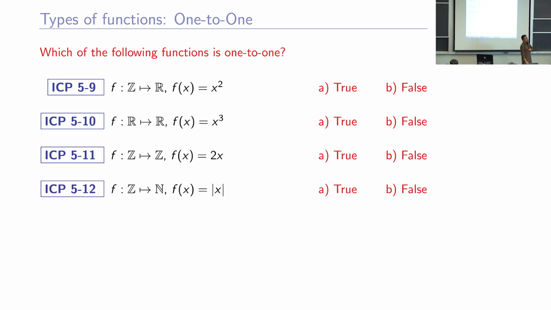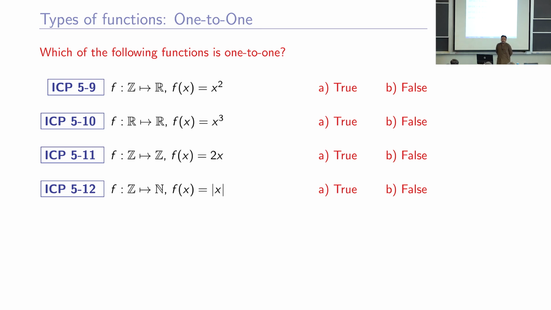A function mapping integers to natural numbers, where each number's value is equal to its absolute value. Is this 1 to 1? No. So for all x1, x2, f of x1 equal to f of x2 implies x1 equal to x2 is not true. That's what you are saying when you say this function is not 1 to 1, right? So why is it not true? Or what will it take to convince me that this is not true?